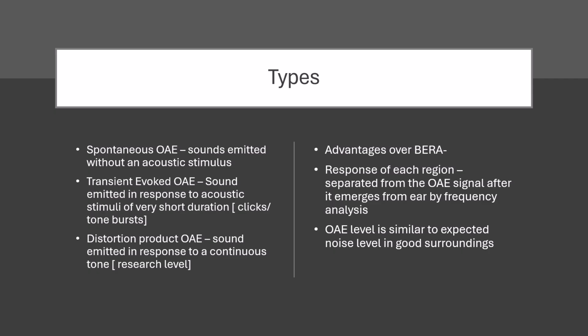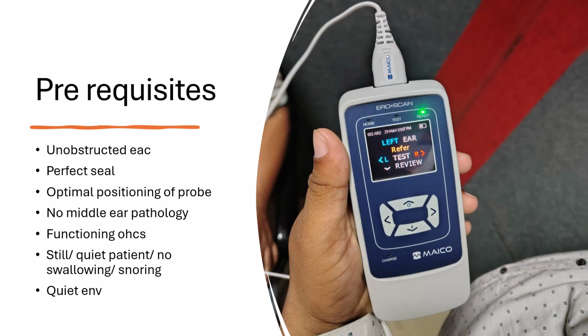Now, what are the advantages of OAE over BERA? The response of each region seen in OAE is separated from the OAE signal after it emerges from the ear by frequency analysis. Then the OAE level is similar to the expected noise level in good surroundings.